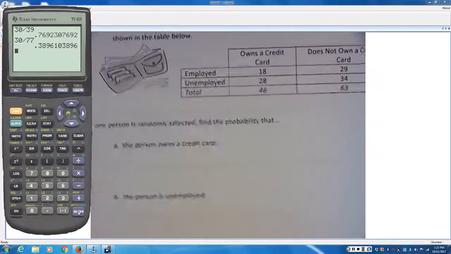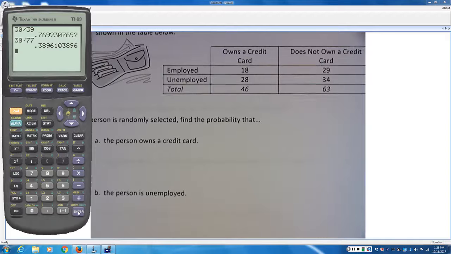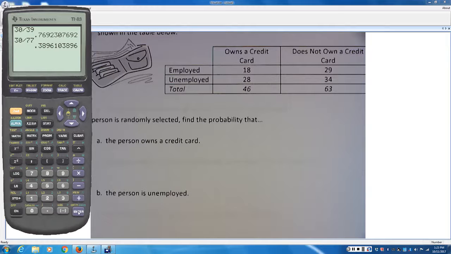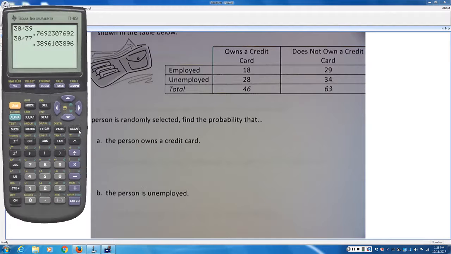Let's try another example now. This one works pretty much the same. See if I can shrink down the calculator a little bit. There we go. This one we have information about credit cards and whether or not people are employed or unemployed.